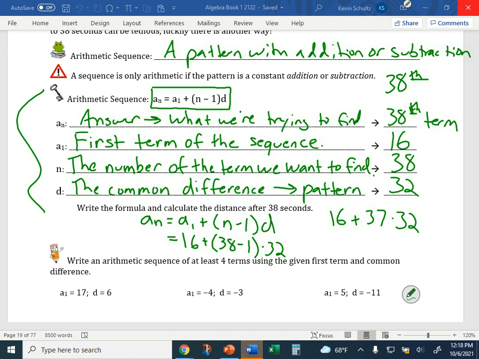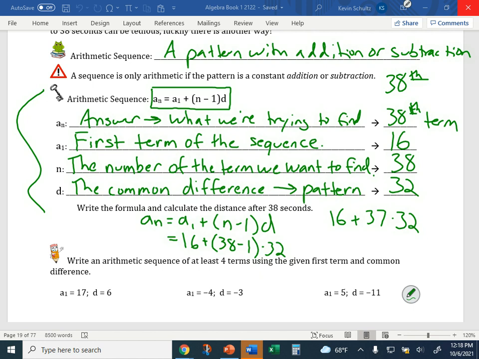Any thoughts? Okay. The reason is because we already have our first term. And so how many more terms do we need to get to our 38th? We need 37 more. Okay. So this minus 1 oftentimes gets forgotten in the formula. But the reason why we subtract 1 there is because we're looking for the 38th term.